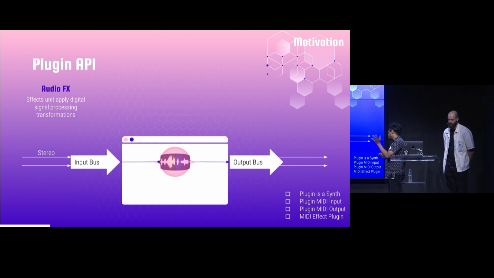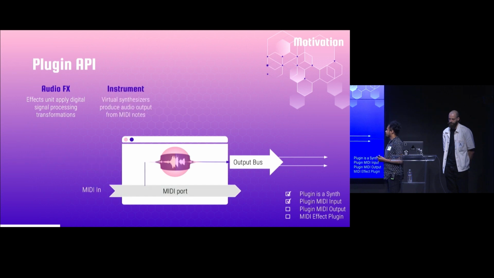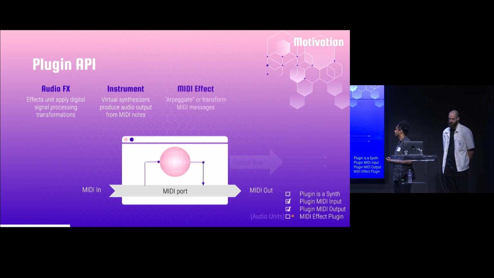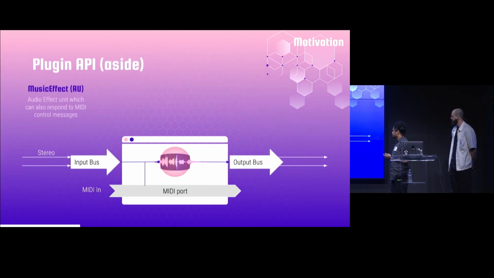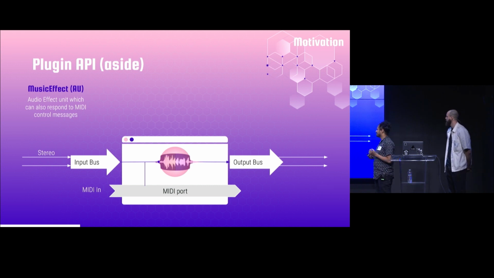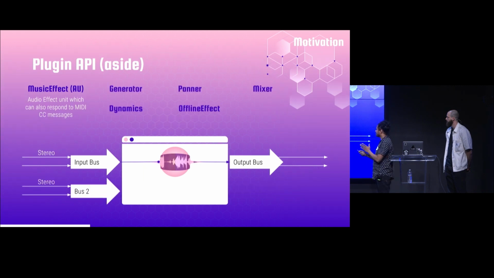So let's talk about a few standard types. There are audio effects, which take audio in, audio out. There are instruments that we drive using MIDI notes, and they synthesize audio. There are also MIDI effects. A good example is arpeggiators that can take MIDI input, MIDI events, and transform them to either add or change harmonies. There are also plenty of other types. There's music effect, which is very AU specific, which takes in MIDI as well as audio. There are many others, panners and mixers that act on multiple buses. But I don't want to get too much into it.